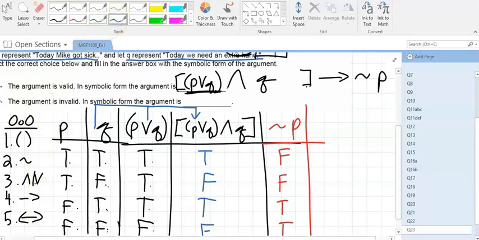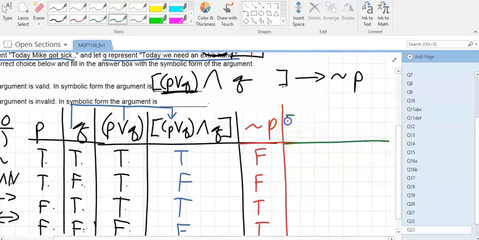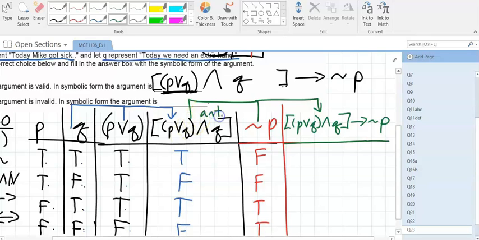Yes. Conditional is the arrow. So now we're actually taking care of the whole thing. So we got our bracket, P or Q, and Q, bracket, arrow, negate P. So we're going to be using these 2 columns to now help us answer that one. Who up here is the antecedent? The bracket part. So this is the antecedent. Who is the consequent? The negate P.